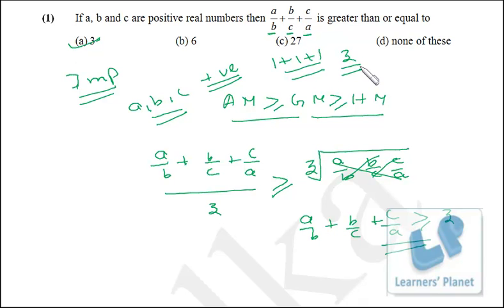Okay, minimum value can be achieved when A is equal to B is equal to C, so that we are taking 1, 1, 1. So A by B plus B by C plus C by A is 3. That is the minimum value. Okay, so this concept can be used in many questions, right? This particular concept. This is the explanation and this is the shortcut.